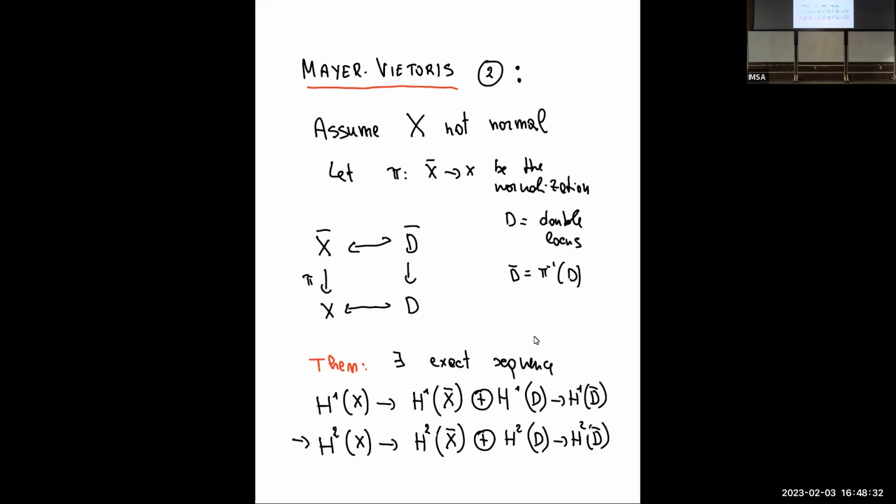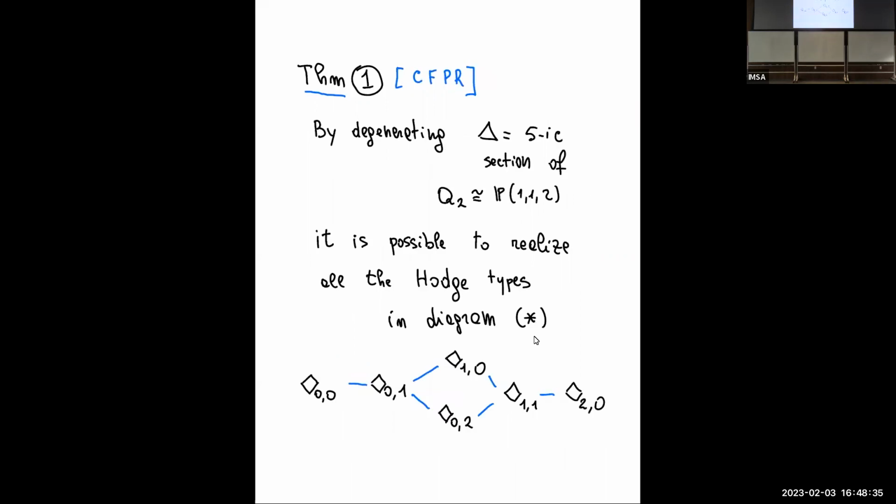And putting all this together, we have this theorem, in collaboration with Stephen Kaplan, Rita Bardini, and Zuckerlesk, which says that by degenerating our quintic section of the quadratic cone, it is possible to realize all the Hodge types in diamond terms. Well, it is not a deep theorem. It is just to say that we can realize just a baby case. It is a test case, if you want, for studying Hodge theory of these surfaces. In my opinion, it should be considered this way.